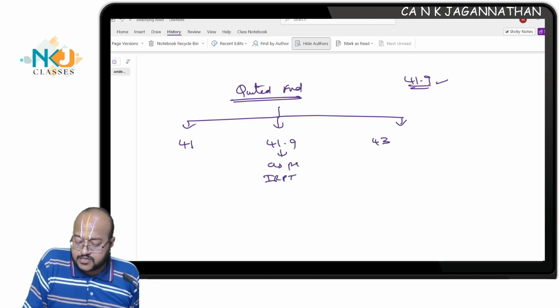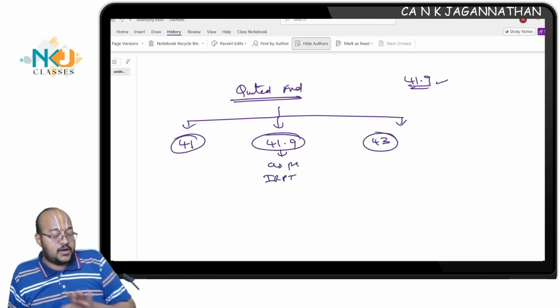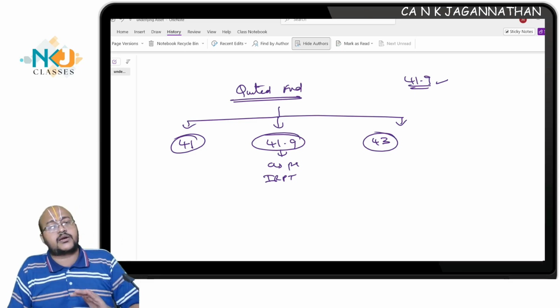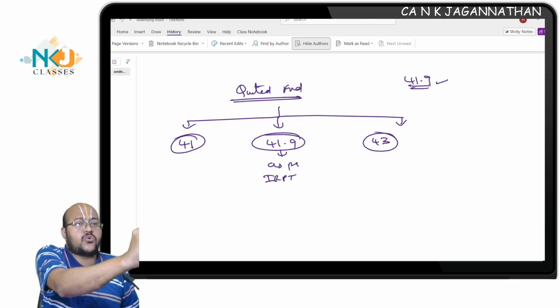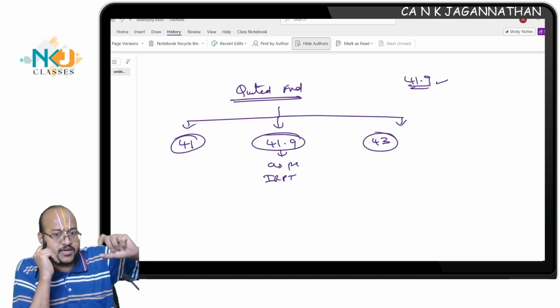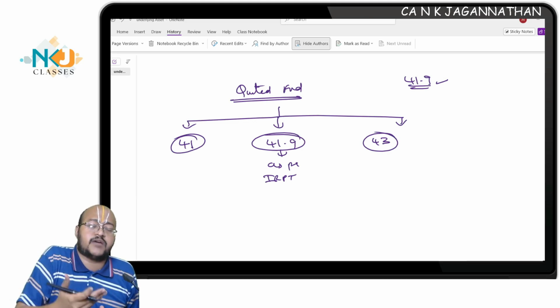And another case, 43. Three situations are possible: the forward rate is quoted at 41, at 41.9, or at 43 rupees. The quoted forward is different. When you go to the bank, just like a share price in the market, you get a quotation price. That is the price, which is what you pay. This is the value, what you computed, the theoretical value.